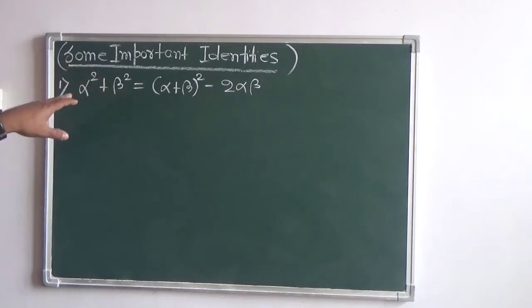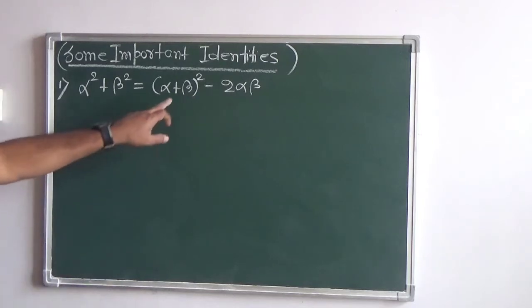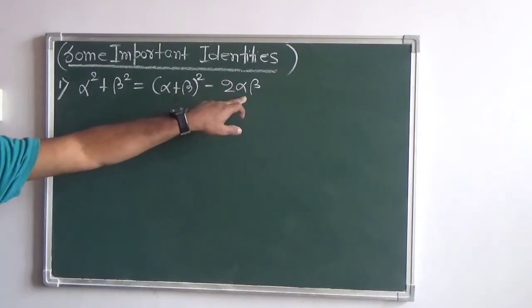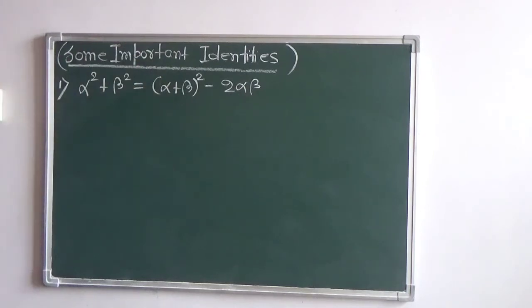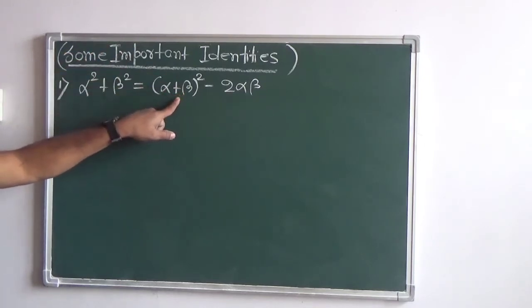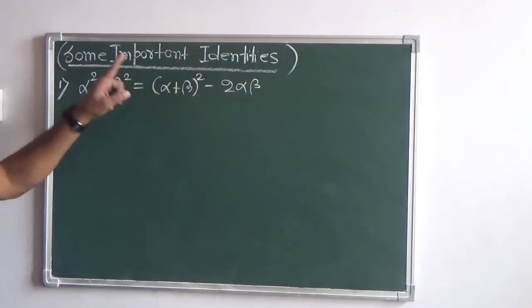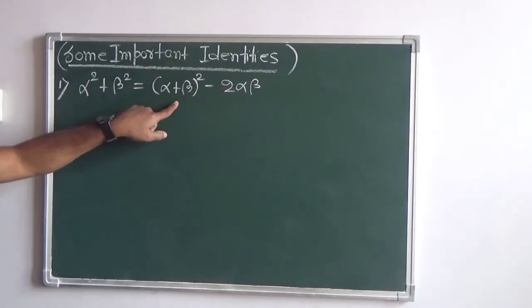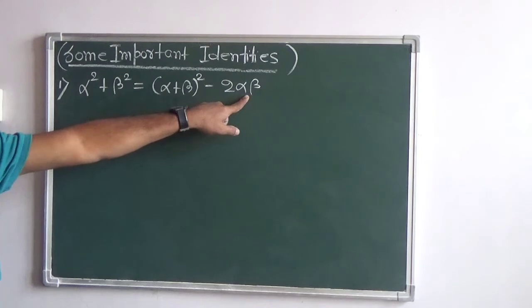So to get the value of this from a given equation, we can get the value of alpha plus beta and alpha beta. That is, the sum of the roots and the product of the roots can be obtained from the given equation. So in order to find the value of alpha square plus beta square, you have to express this in terms of alpha plus beta and alpha beta. So you write this one and put the value of alpha plus beta here, that is the sum of the roots and the product of the roots.